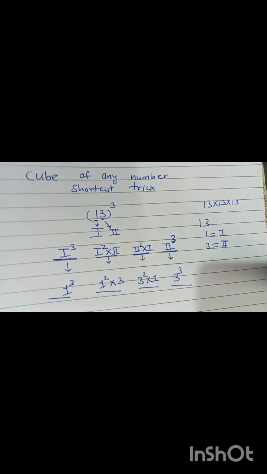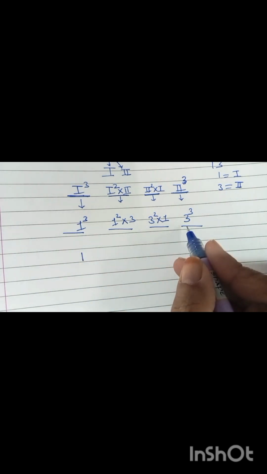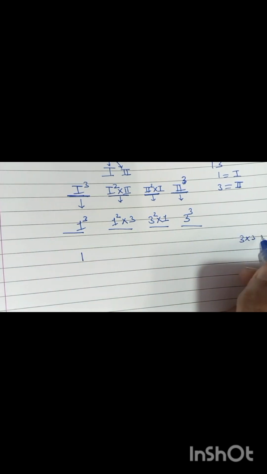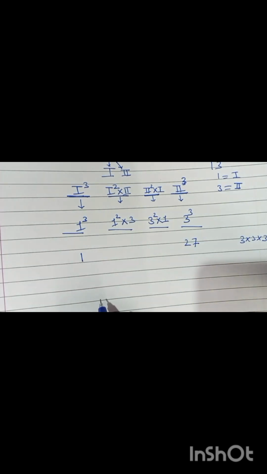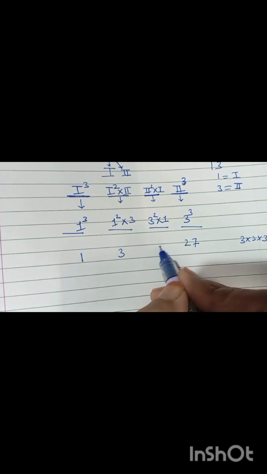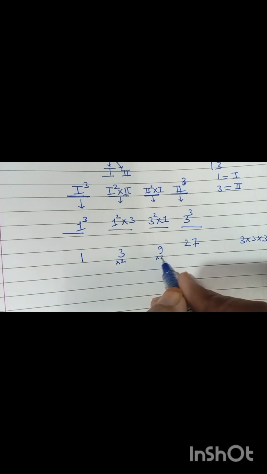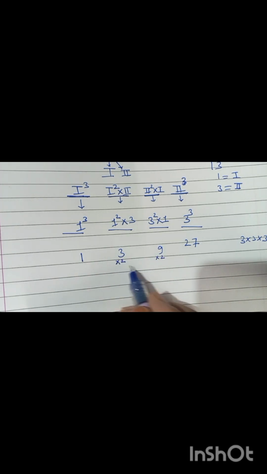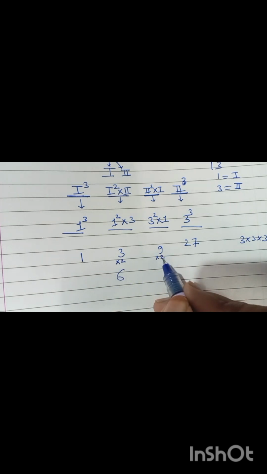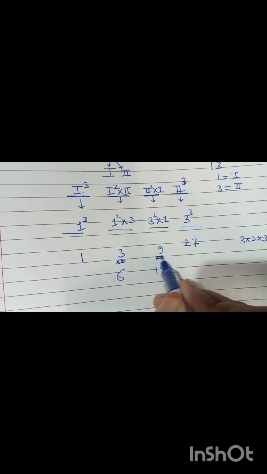Okay, now how to calculate these values? Cube of 1, we know 1 into 1 into 1 is 1. Cube of 3 is 3 into 3 into 3. So 3 3s are 9, 9 3s are 27. 27 will be the cube. 1 square is 1, 1 into 3 is 3. Then 3 square is 9, 9 into 1 is 9. Now we have to multiply only the second and third numbers by 2. I am writing it short, multiply by 2. So 3 into 2 is 6, and 9 into 2 is 18. After doing the multiplication I will cut it so you are not confused.